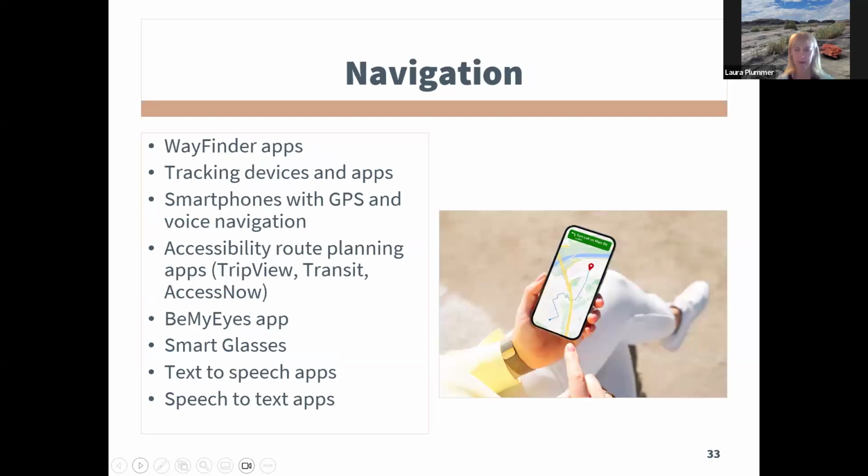Next slide. And then navigation, that's another thing that we do need to consider. So on the screen is an individual that's sitting, it looks like on a park bench, looking at Google Maps. So the other tools that we use are our wayfinding apps, such as Google Maps, other tracking devices, methods to help us get from point A to point B. Our smartphones come with integrated GPS technology, but we can also use voice navigation as part of that. We can use these tools and apps to plan our routes.